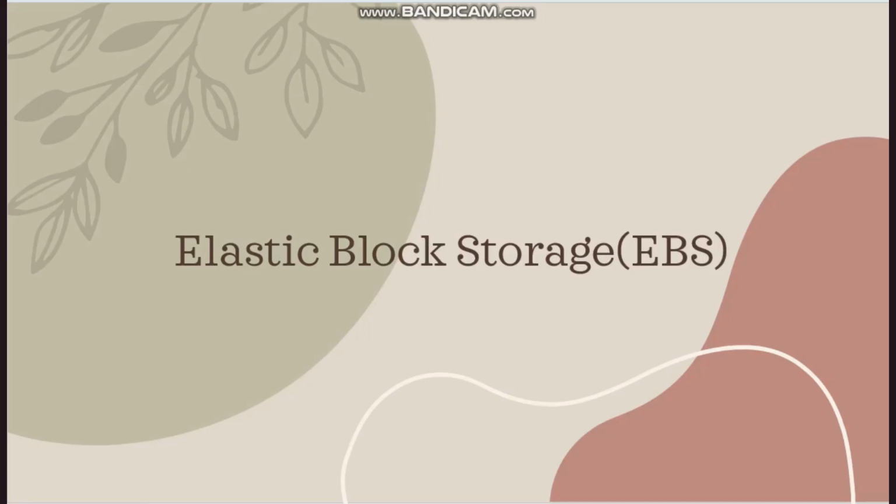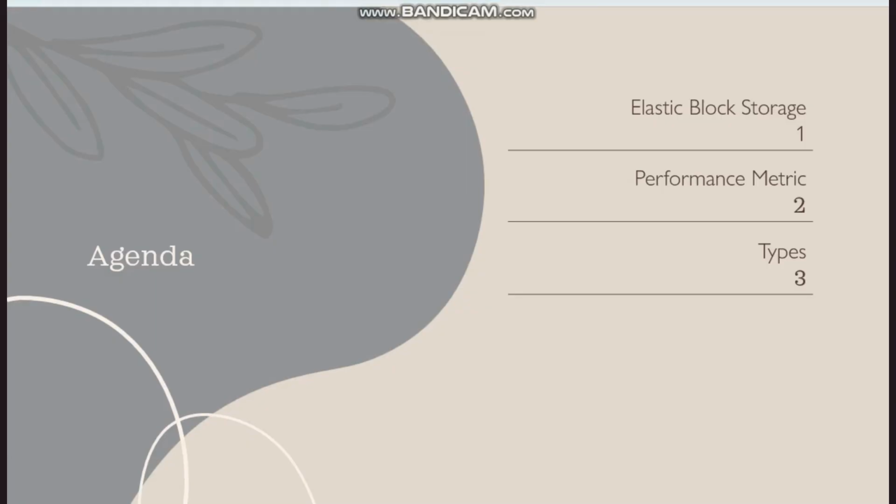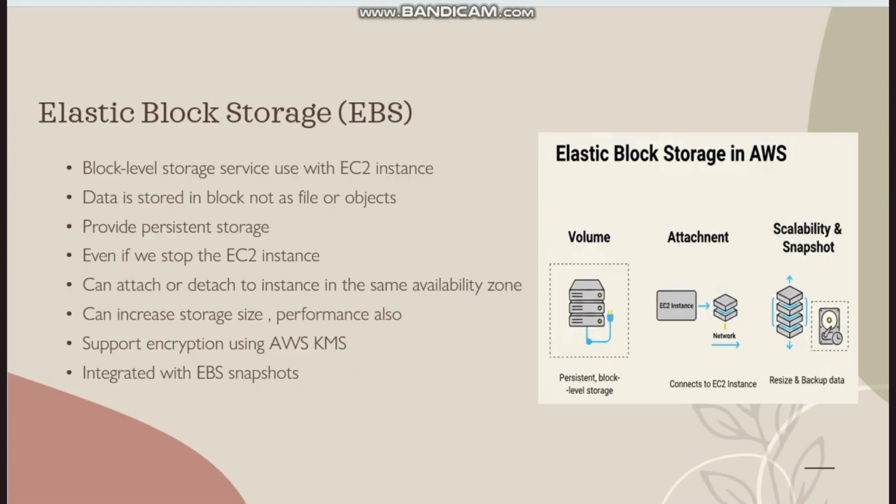Elastic Block Storage, EBS. Here we are going to see what is elastic block storage, its types, and performance metrics. Elastic block storage is a block level storage service that we can use with the EC2 instance. It is called block level storage because the data are stored in blocks, not as files or objects. So that's why it's called elastic block storage.